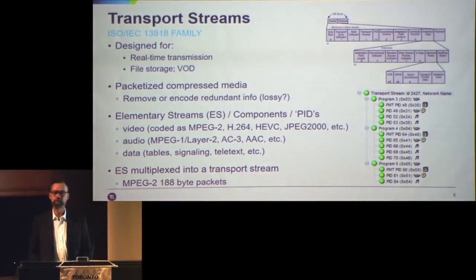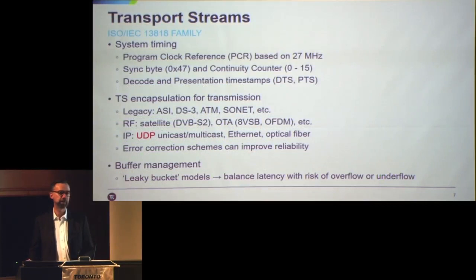Well, almost now. So we came up with a thing called the MPEG transport stream in the mid-90s, and it was designed for transmission, of course, but also for file storage and video on demand. What it did was compress those high bit rates by taking out redundant information or finding a way to encode it into a smaller bit rate. We created elementary streams for video, for audio, and for all the data and other things that needed to go with that. We took those elementary streams and multiplexed them into the familiar 188 byte MPEG-2 packet for a transport stream. We also had to convey system timing.